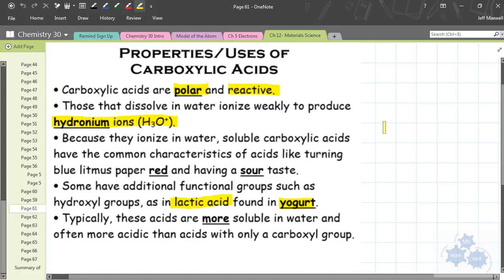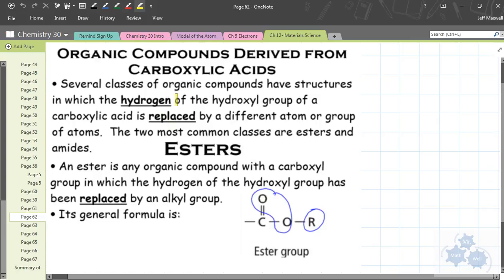Carboxylic acids. Some organic compounds are derived from carboxylic acids. Several classes of organic compounds have structures in which the hydrogen of the hydroxyl group of a carboxylic acid is replaced by a different atom or group of atoms. The two most common classes are esters and amides.